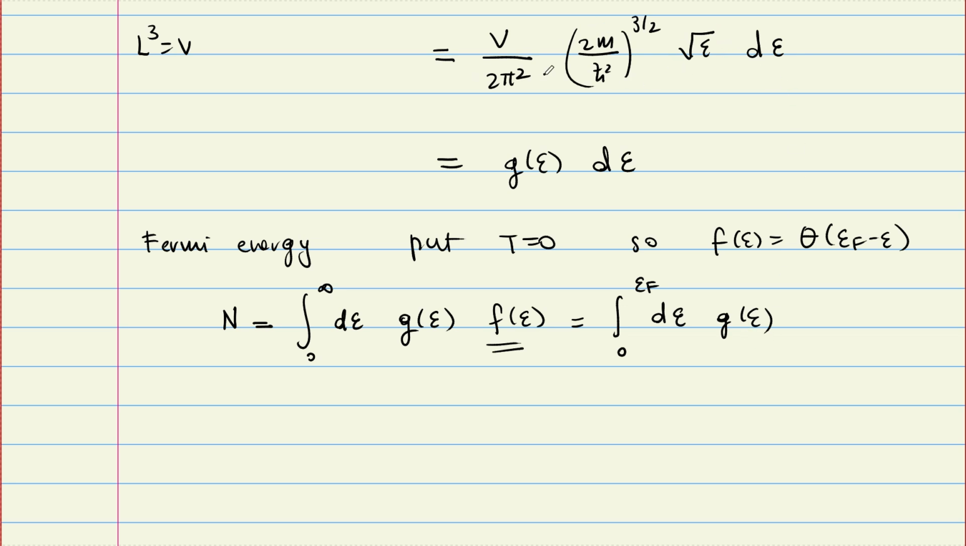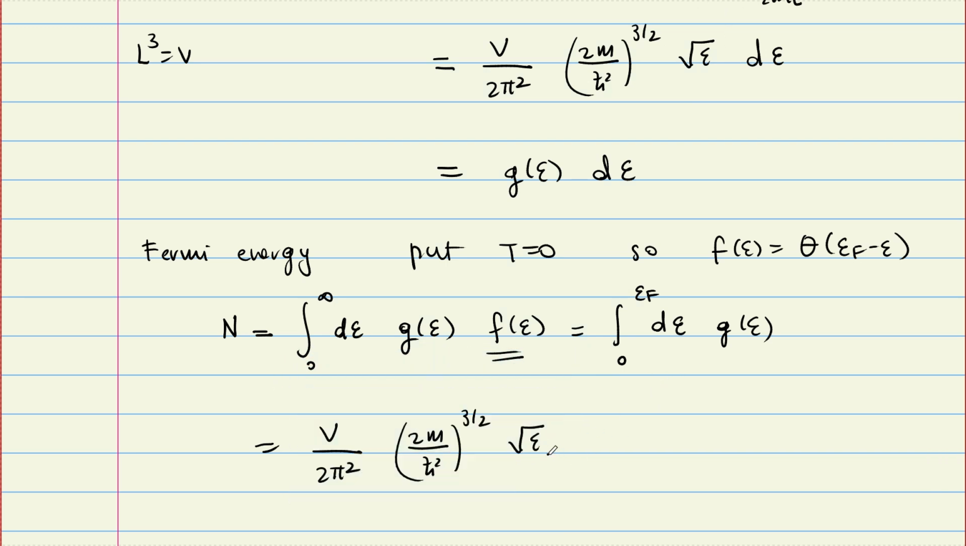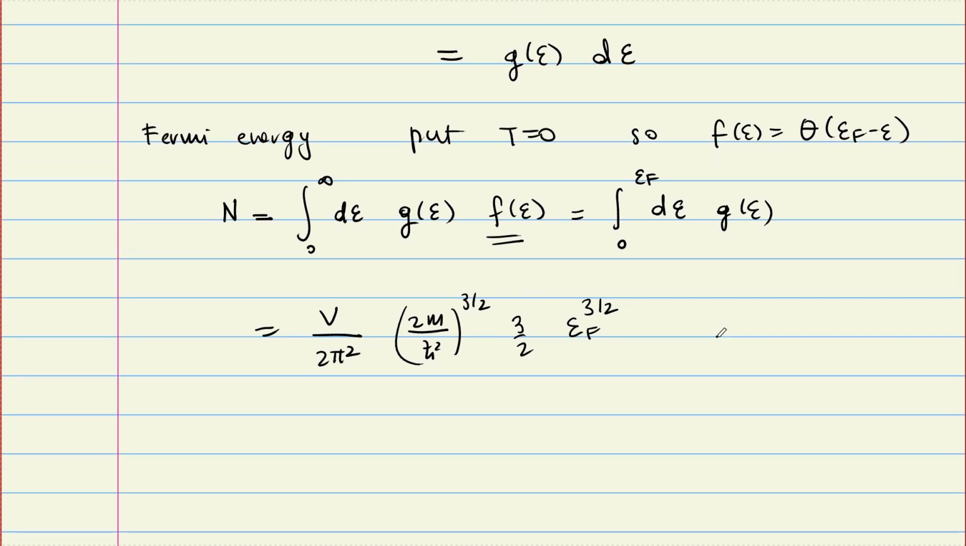But you can see this thing is given. So this is going to be equal to, just copy this here, and if you integrate epsilon, it's going to be 3 over 2 epsilon Fermi to the 3/2. Is that clear? I just have taken the integral here. And from here, what we find is, you can see this volume can go to this side, and E Fermi is proportional to the square root of n to the power 3.